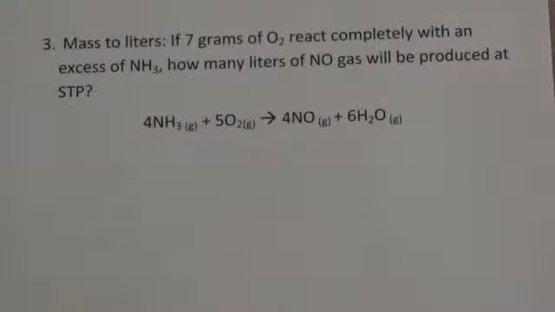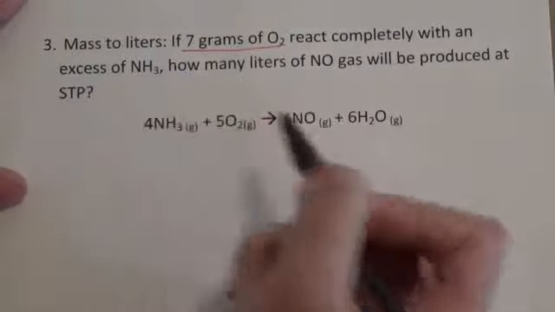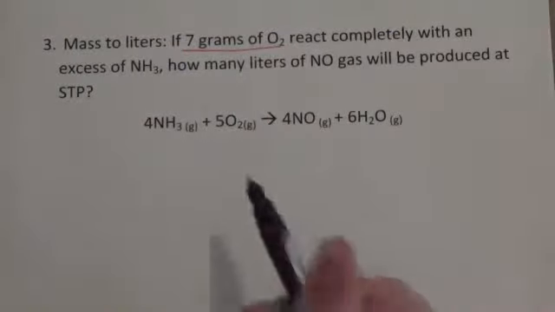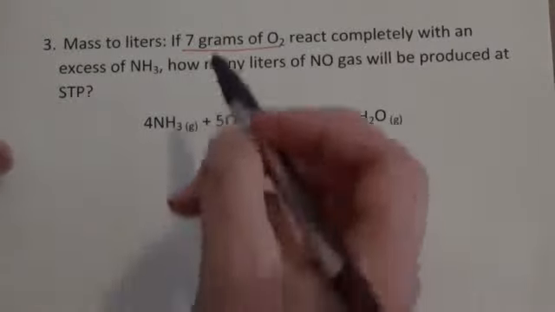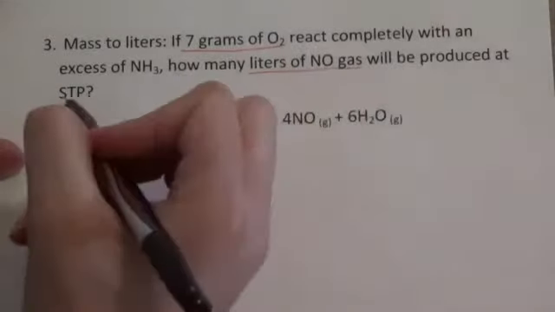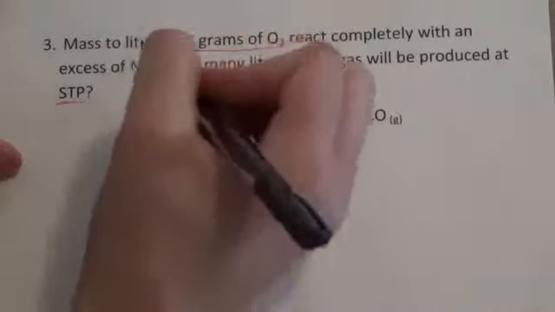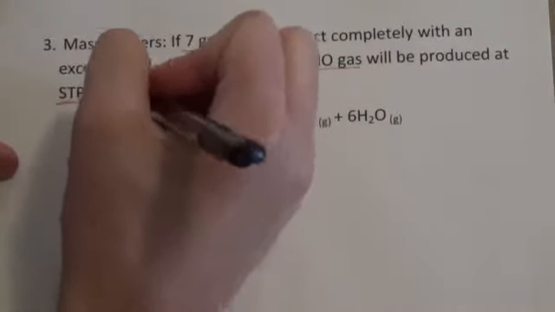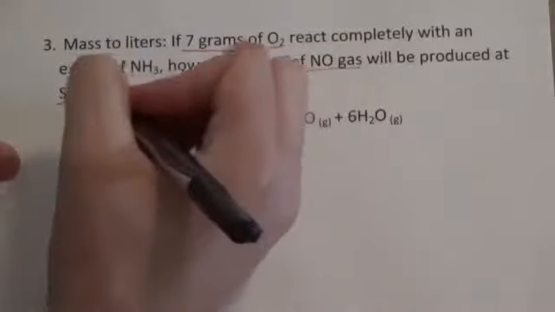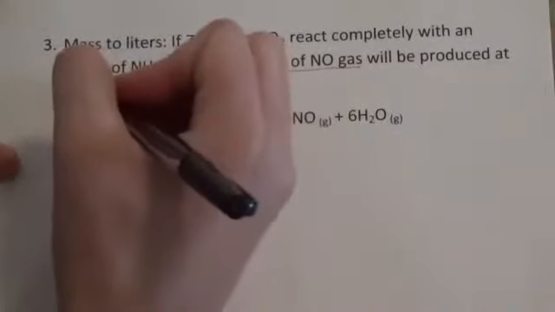The next example, the third example, is going to be mass to liters. So we are given 7 grams of oxygen that react completely with an excess of NH3. So again, that just means that there's plenty of NH3 available to react in the reaction. And so we're trying to find how many liters of NO gas will be produced at STP. So now we're going to have to use a different conversion, which is that at STP, in 1 mole of substance, usually gases, there's going to be 22.4 liters. So just keep that in mind up here.